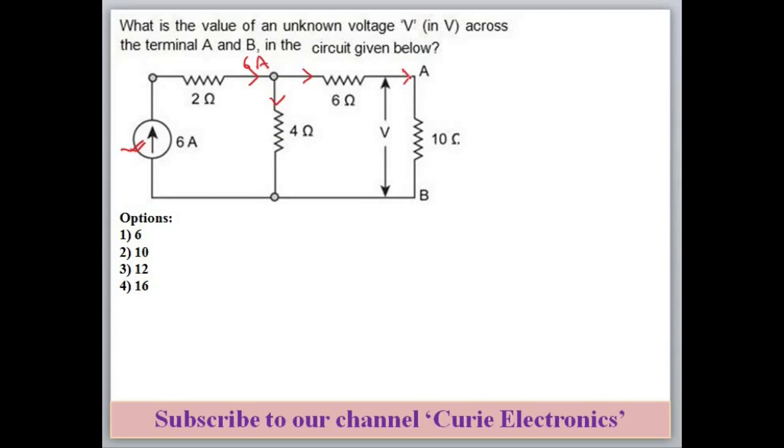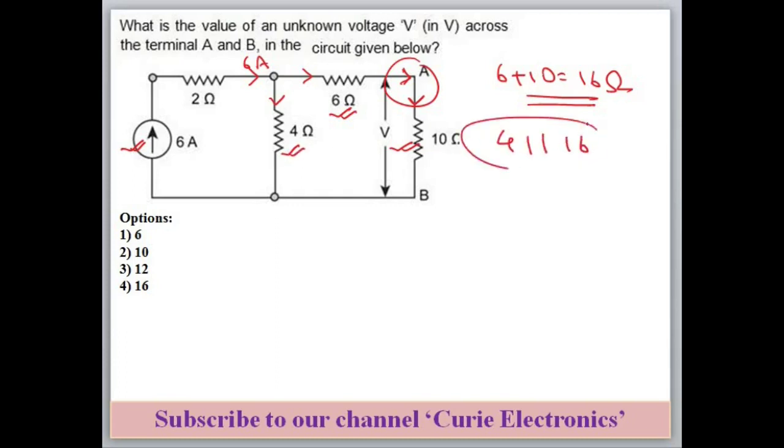But whatever current is coming here, the same current is going here. Here there is no division. So this and this are in series. We can write 6 plus 10 means 16 ohm. Now this 16 ohm is in parallel with 4. Because in 4 and 16, this path and this path currents are not the same. Before this, the current is 6.